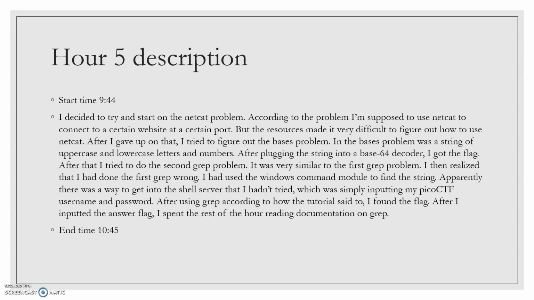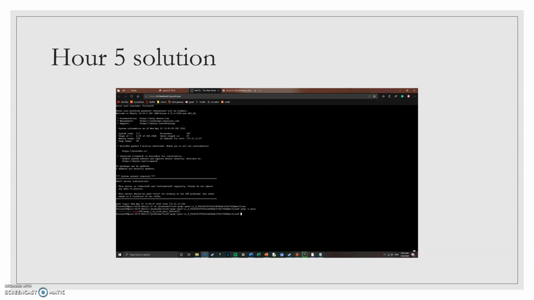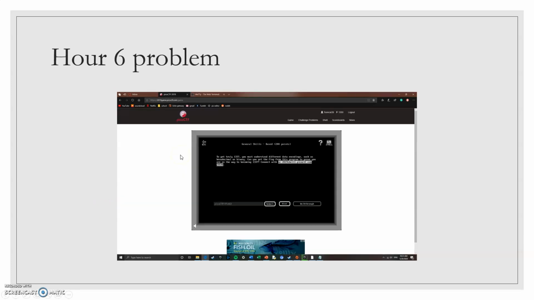And then I used grep basically in the same way that I had on the command module, just using some different syntax, and then I found the flag. There is the flag right there. Grep -R to find this, and then a string of letters and numbers.